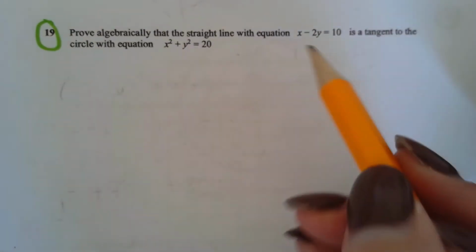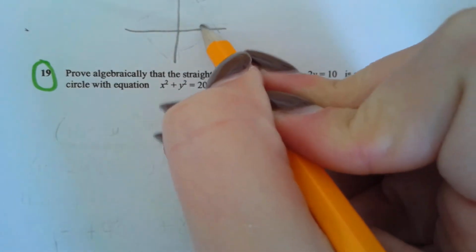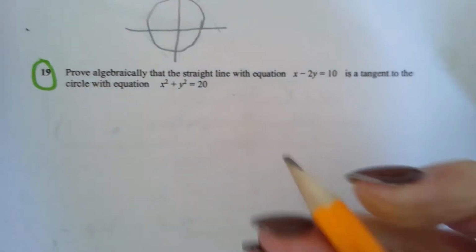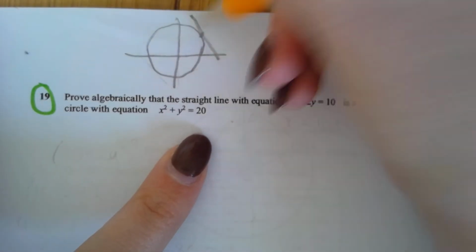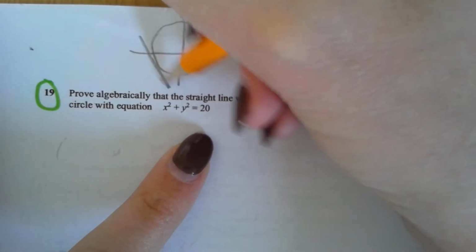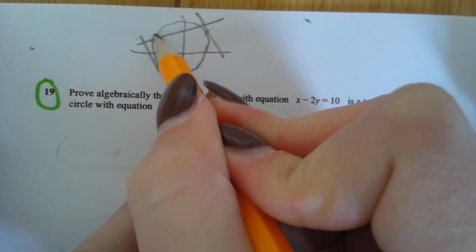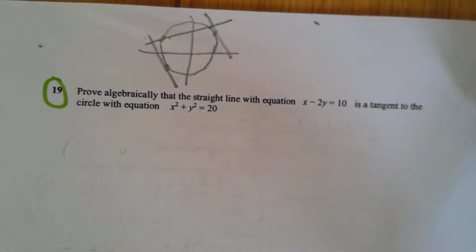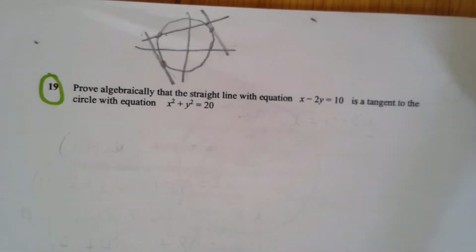So basically, when it's a tangent, we know it crosses through one point. So I've drawn this picture. This would be a tangent because it would touch at one point. If it wasn't a tangent, then it would touch at 2 points. So we're looking for 1 point. If we can find 1 point, then we can say it's a tangent.